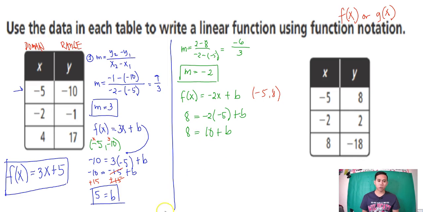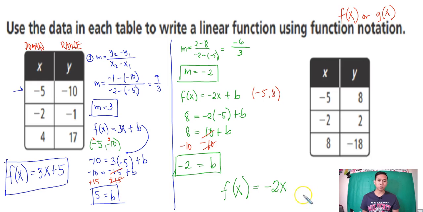And then I'm going to subtract 10 on both sides. That will give me b is equal to -2. Alright, so b is -2, and our problem says that we have to use the data in the table to write a linear function using function notation. So our final answer is that f of x is equal to the slope, which is -2x. The slope is -2, then you put the x there, and then your b is -2. So this is your final answer.